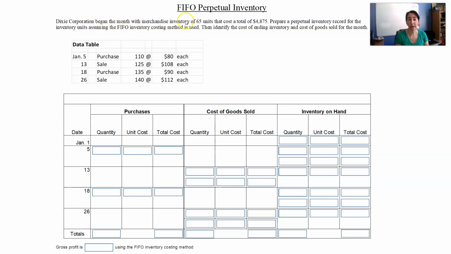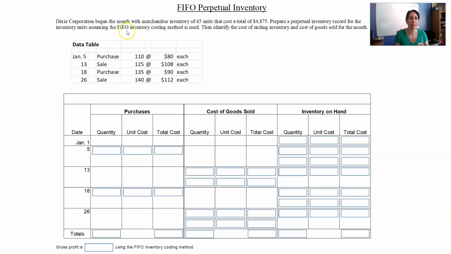Right, so let's look at an actual example with numbers. Dixie Corporation began the month with merchandise inventory of 65 units that cost a total of $48.75. Remember, we're using perpetual inventory for all of these, not periodic. We talked about that a little bit in Chapter 5. Perpetual inventory system means it's constantly being updated. Every purchase, every sale, your inventory records get updated, which is a lot more commonplace today than a periodic system, which only gets updated periodically, like maybe once a month or something like that.